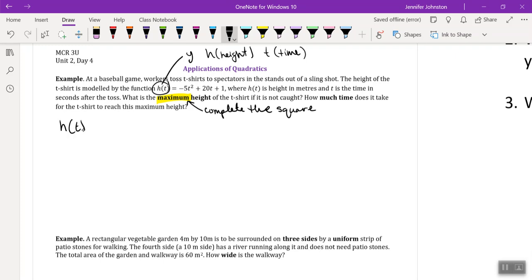So we've got h of t is equal to negative 5t squared plus 20t plus 1. Right, we have to complete the square. So take the security guard out in front. We're not going to be left with plus 20. We have to divide these both by negative 5, because we're common factoring out a negative 5, so we're left with negative 4t plus 1. The 1 doesn't get to come in.